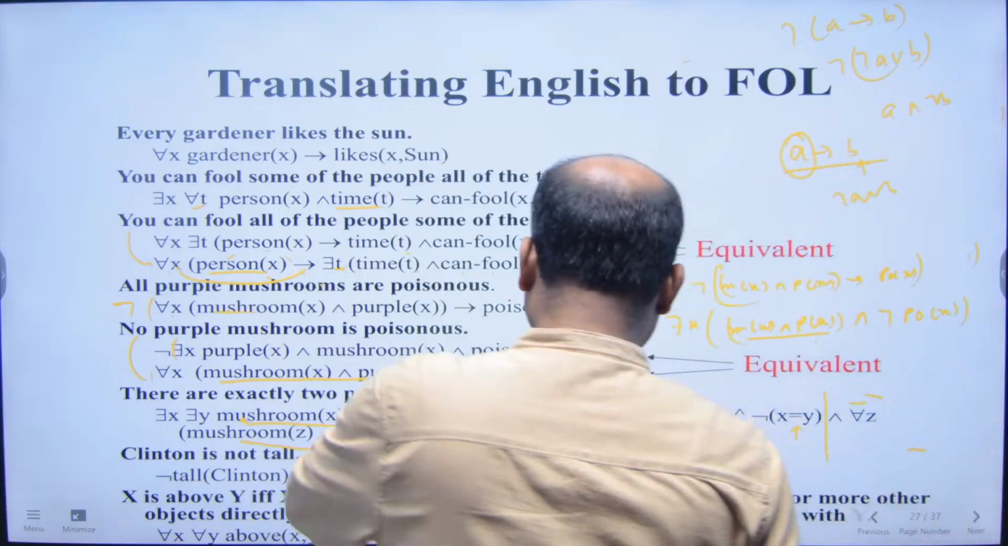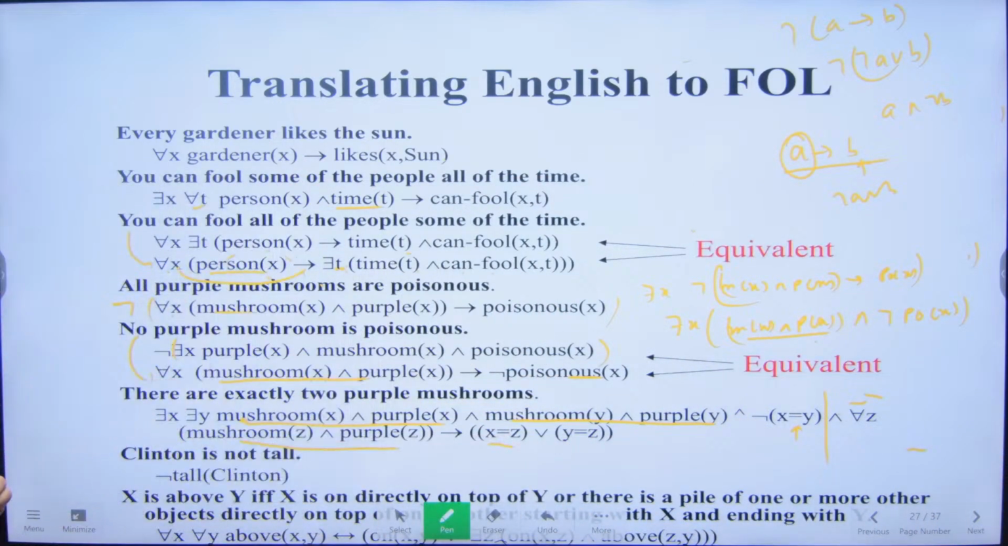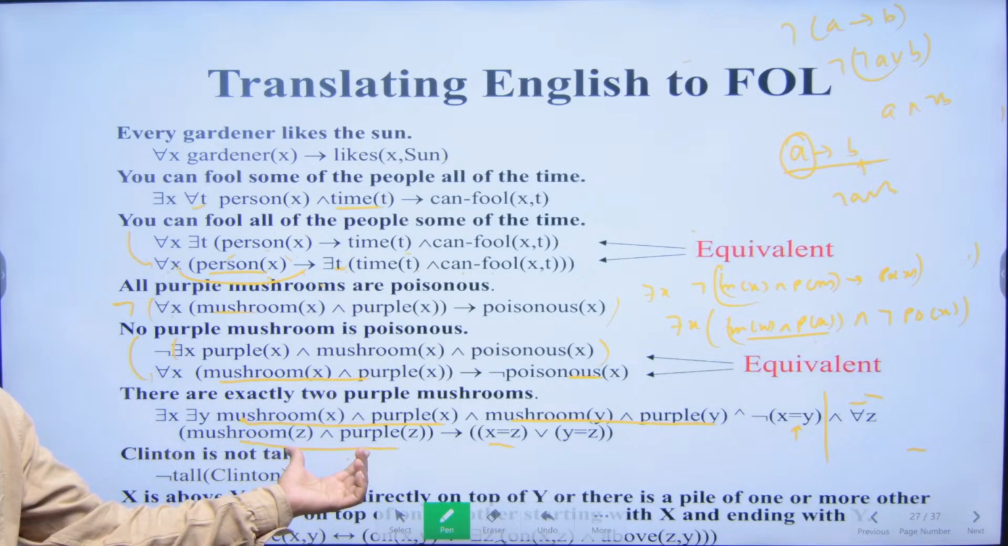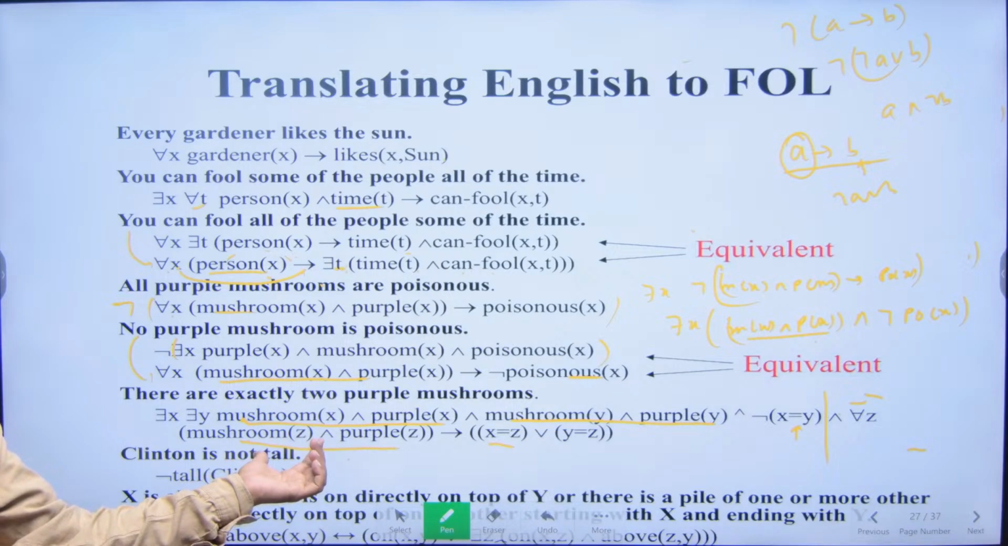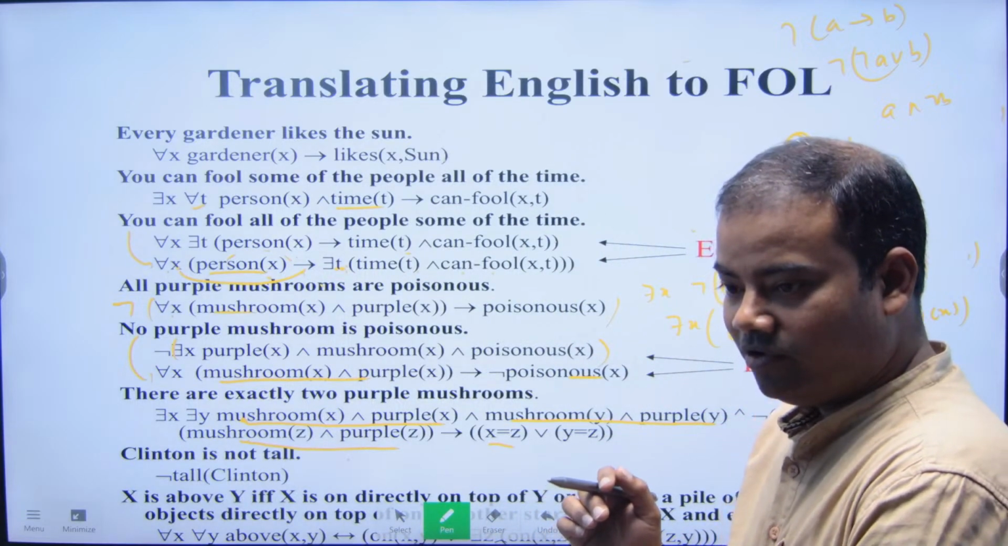That is clear. I have already focused on that. Now here again we are writing for all z. Here one conditional statement is there. It means what? Purple mushroom does not exist, because it is written in the left side. Is it clear or no? Can you repeat? The first statement is clear.